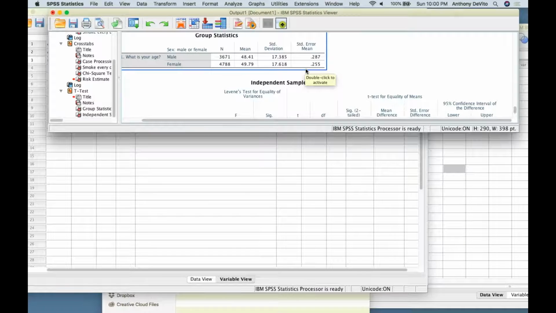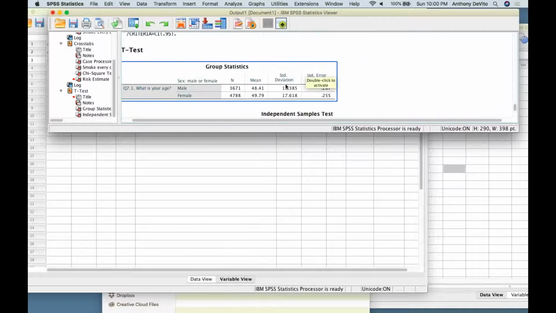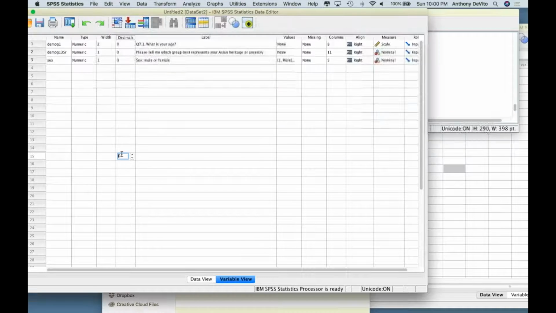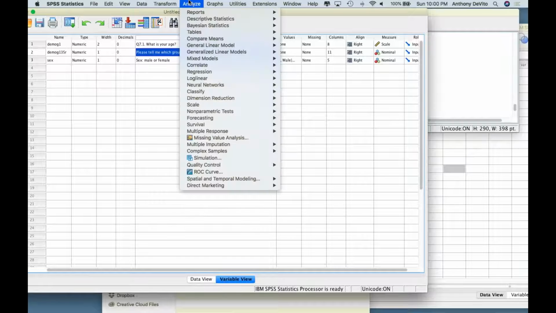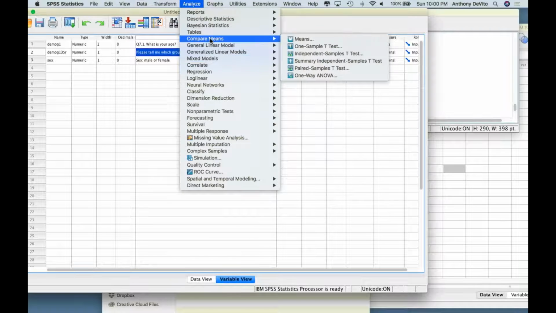Well, how about if we have more than two values in our categorical variable, like our other variable, which was different Asian ethnic groups? Let's try that. Analyze this. Compare means. We're still comparing the means of these ages of these different groups, right?